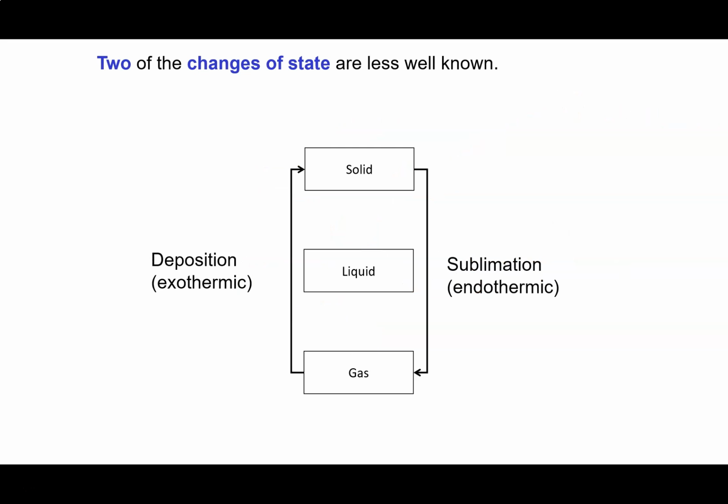There are two less common changes of state that we should know the names of. That is when we go directly from a solid to a gas without going through the liquid phase. That's called sublimation, and it is an endothermic process. I have to put heat in to make that happen. Going the reverse direction is when we go directly from a gas to a solid. That's called deposition. I have to take heat out of my system to make that happen, so it is an exothermic process.